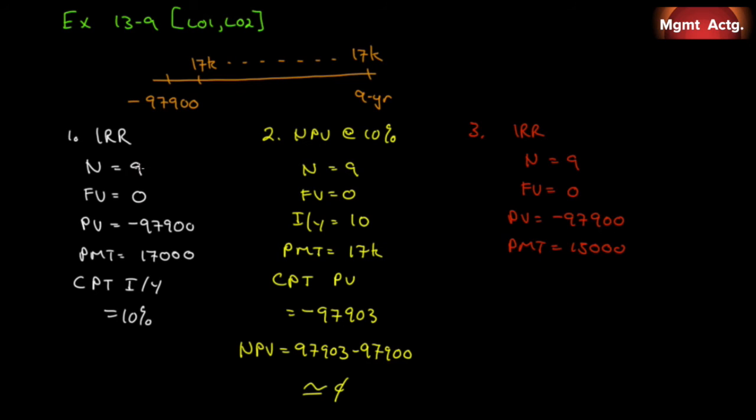So it's the same thing as number one, except the payment goes from 17 to 15, and we're going to compute IY, and we will get 6.96%. They want to round it off to one decimal place, that would be 7. Why 7%? Because the 6 would force the 9 to a 0, the 0 would force the 6 to a 7. There you go. And there's exercise 13.9.